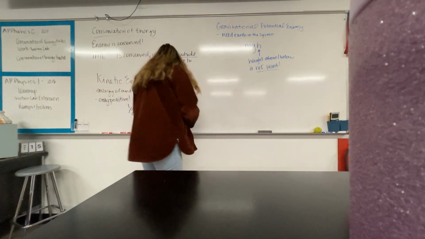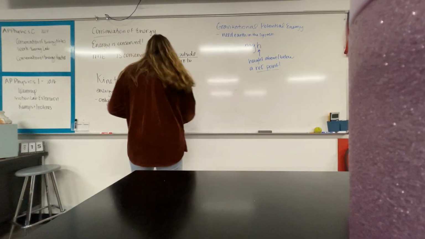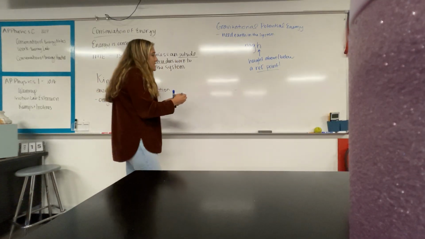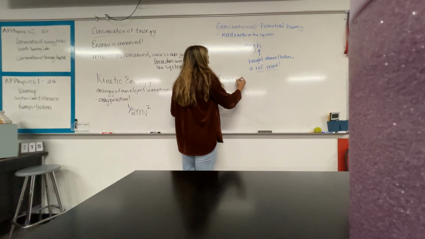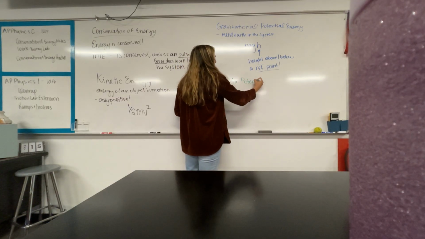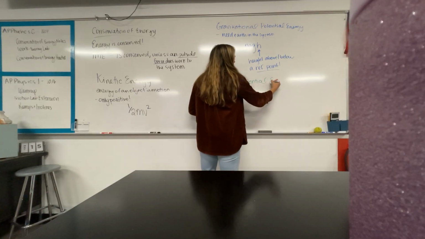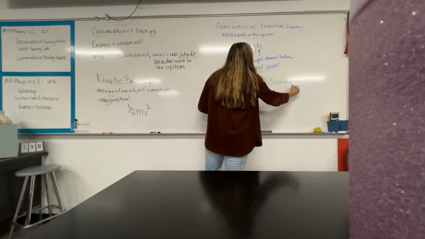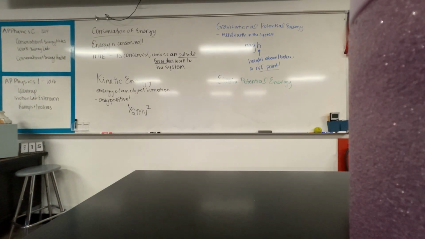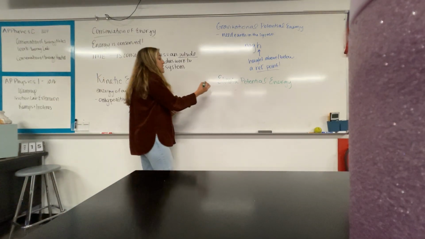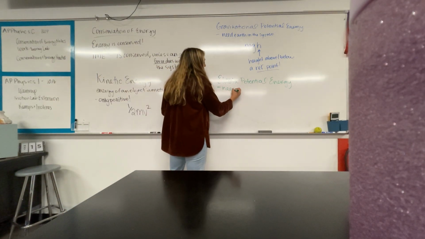Our last type of energy that we're going to have is elastic potential energy. So what am I going to need in my system to have elastic potential energy? A spring. Yeah, I'm going to need a spring. If I don't have a spring, there's no elastic potential.